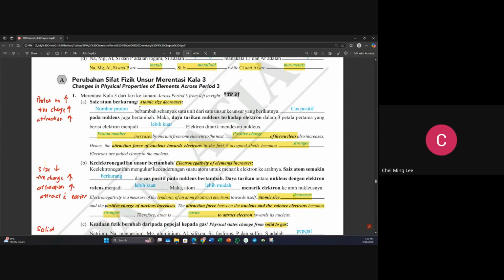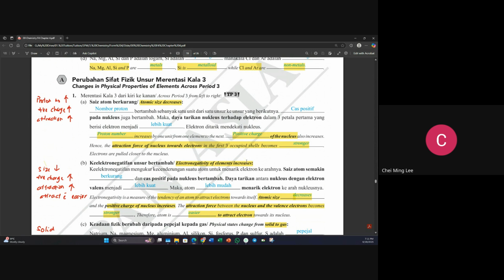First, the atomic size will decrease. Why? Because the proton number increases, so the positive charge of the nucleus also increases. The attraction force towards the electrons increases, so the electrons are pulled closer to the nucleus.